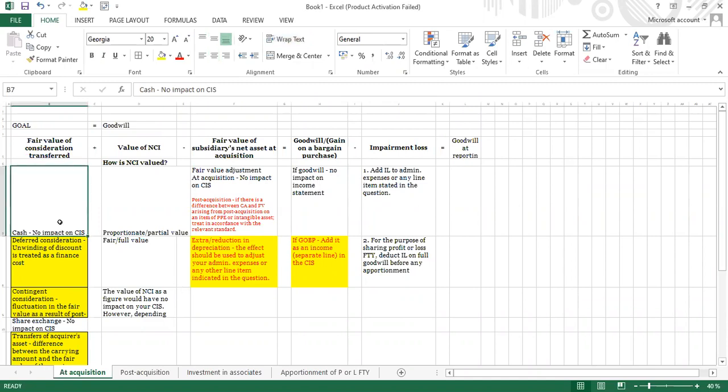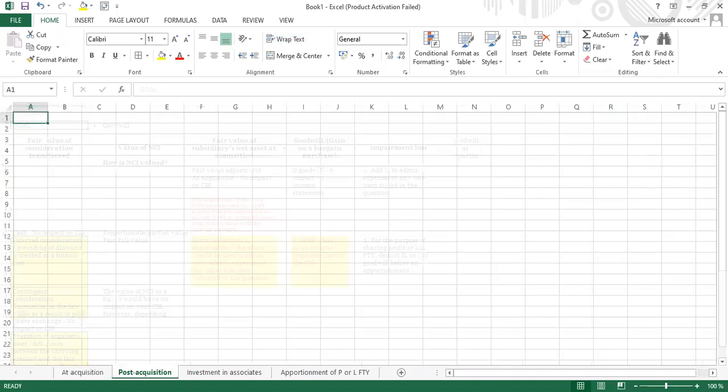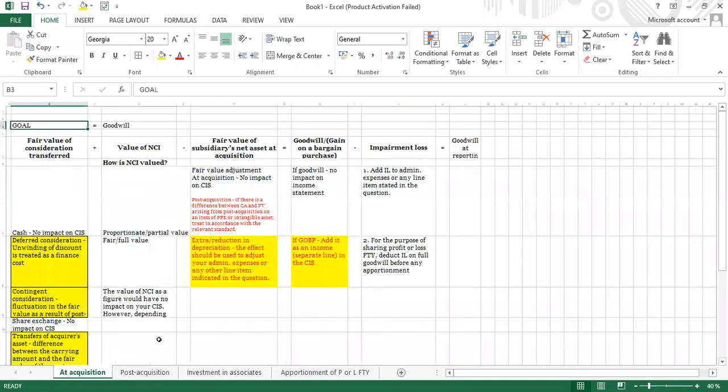Recall what I said when we started: the storyline of a group accounting question can be broken down into three pieces. We have the at acquisition, we have the post-acquisition, and we have investment in associates. We are now dealing with each of the pieces. We said that for the first piece, at acquisition, your ultimate goal is to calculate goodwill. Once you can calculate goodwill or gain on a bargain purchase, you are home and dry.